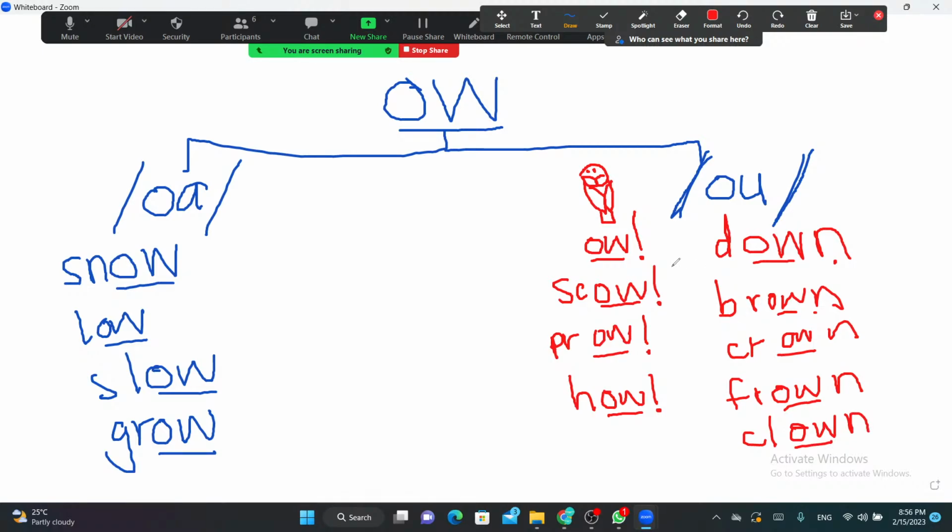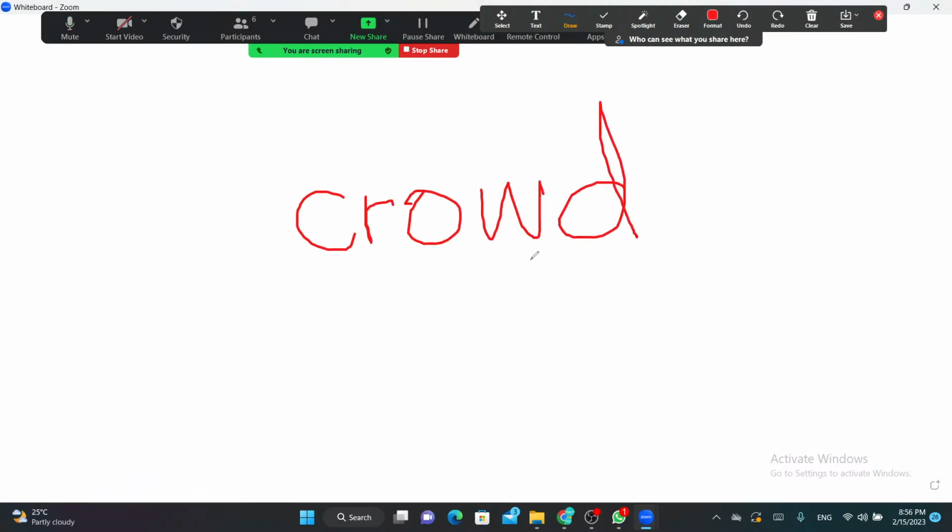Right? So these are two tips where you can use OW as the ow sound. However, you will find some other words like crowd. Now we have OW saying the ow sound, but we have D here. So you can tell them, since it's not a rule, you will have words like this as well.